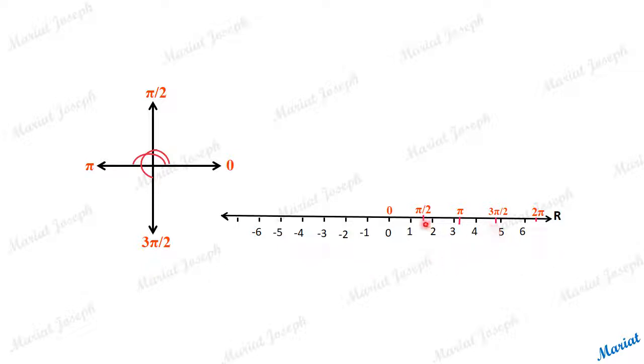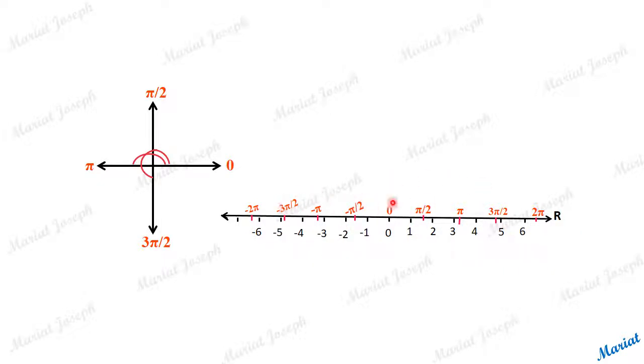Now, all these positive angles have negative angles also respectively. So if pi by 2 is here, minus pi by 2 is here. Pi here, minus pi here. 3 pi by 2 and minus 3 pi by 2 here. 2 pi and minus 2 pi. So this number line is modified.